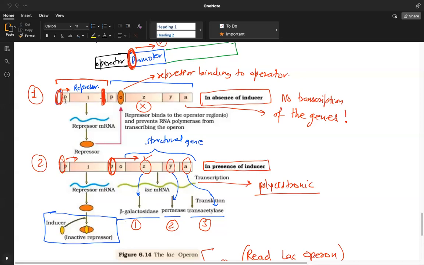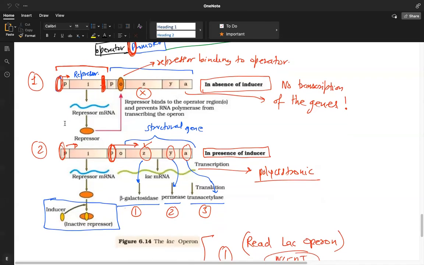Okay, and it also has its own promoter. So basically, this is called a negative regulation, where RNA polymerase can sit at the promoter of the repressor gene, make the repressor mRNA, which can get converted into repressor protein, which then can go and bind to the operator region and will not allow any other gene to be transcribed further.